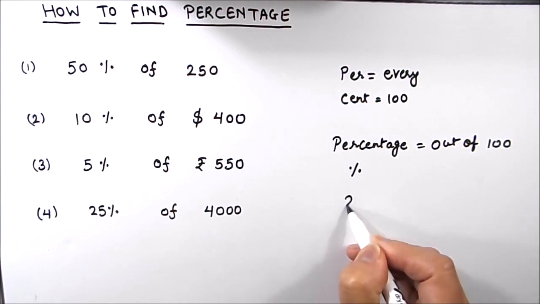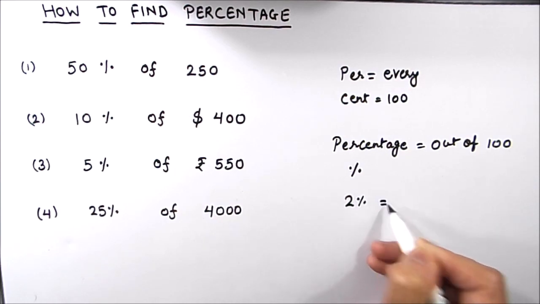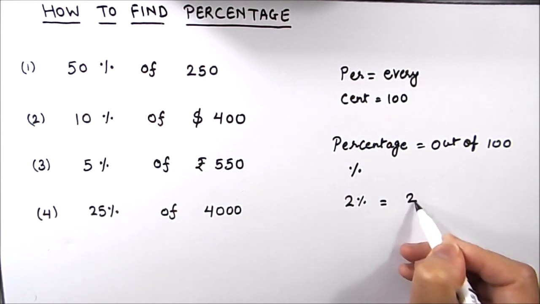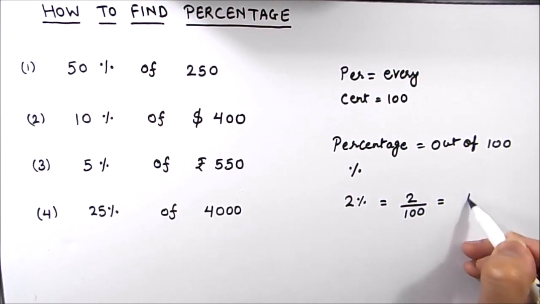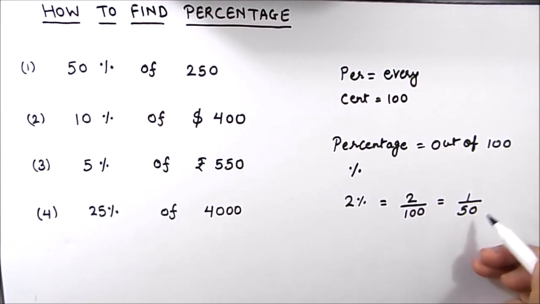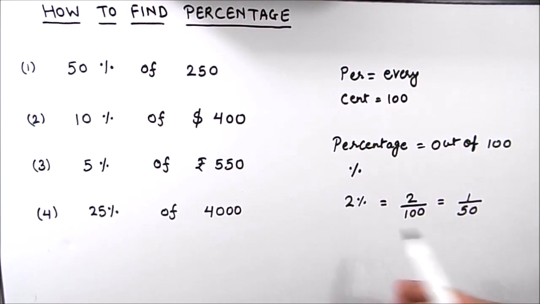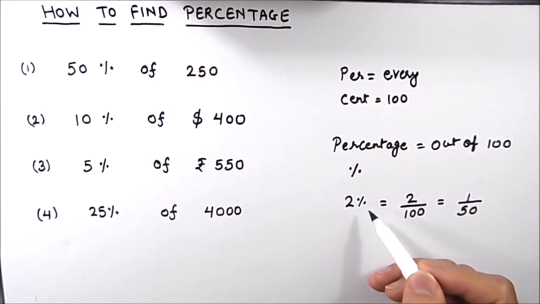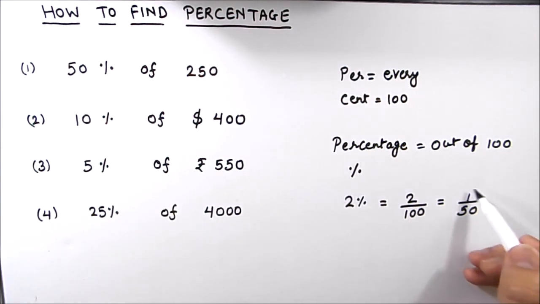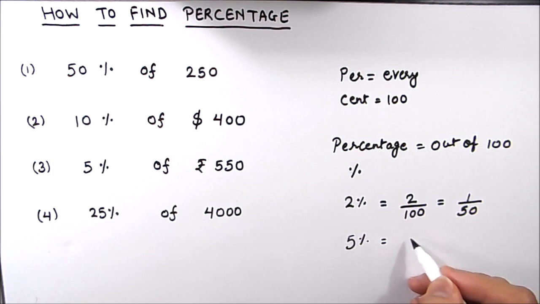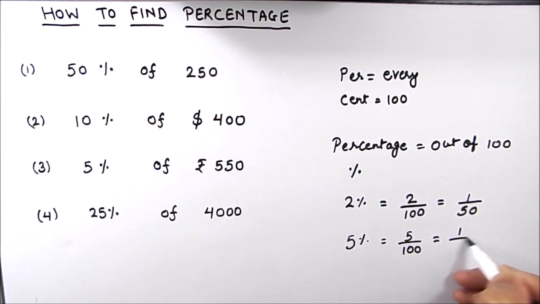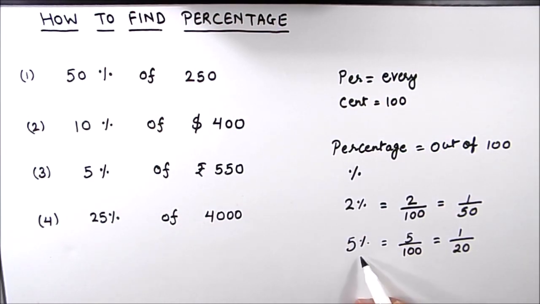Also, if you want to write 2% as a fraction, 2% means 2 out of 100, which you can simplify: 2 times 1, 2 times 50. So 1 by 50 is the fractional equivalent of 2%. If you are asked to find 2% of a number, you have to find the 1/50th part of that number. Similarly, 5% will be 5 by 100, which is equal to 1 by 20. It means that to find 5% of a number, you need to find 1/20th of that number.